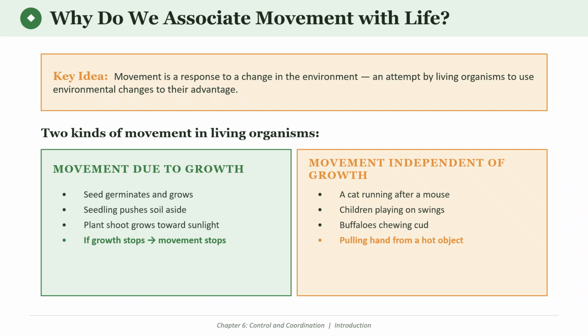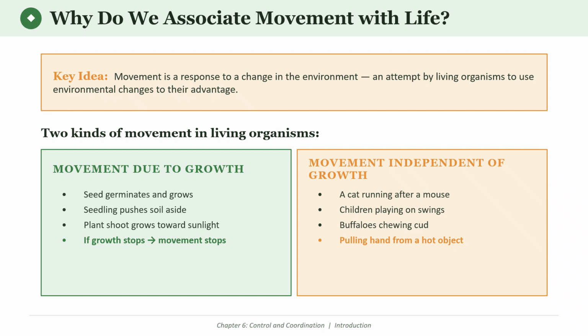So, control and coordination in living organisms. We already know that movement is one of the most important characteristics of living organisms. Both plants and animals show movement, but in a different way. In plants, movement is usually very slow and also related to growth, while in animals it is faster and clearly visible. For example, a seed grows and pushes out of the soil, which is a growth movement. A dog running or a bird flying shows active movement.